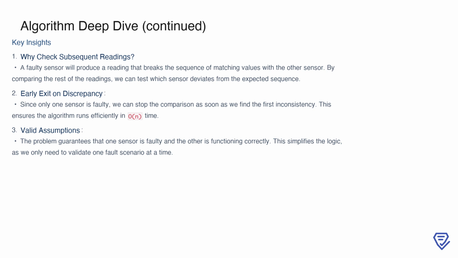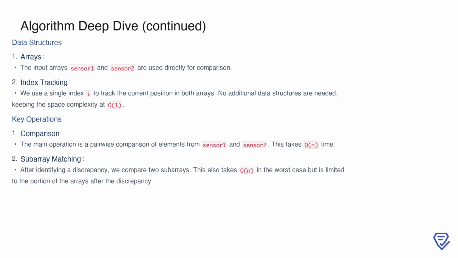Finally, the problem's guarantee that one sensor is faulty and the other is functioning correctly allows us to simplify the logic significantly. This ensures that our checks only need to validate one fault scenario at a time, without accounting for multiple faults or ambiguous cases. The algorithm uses straightforward data structures to keep the implementation simple and efficient.